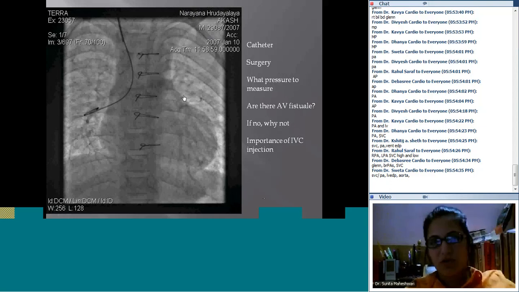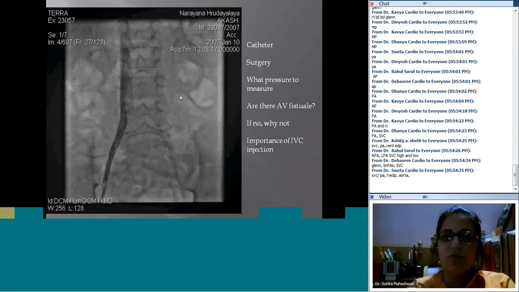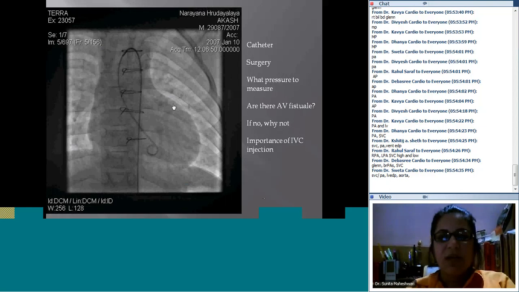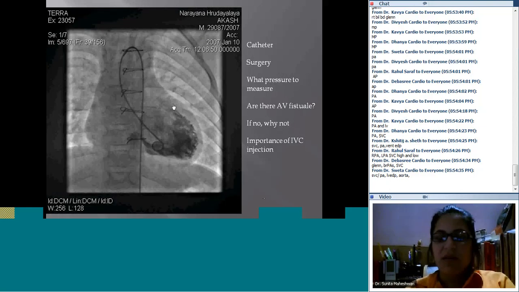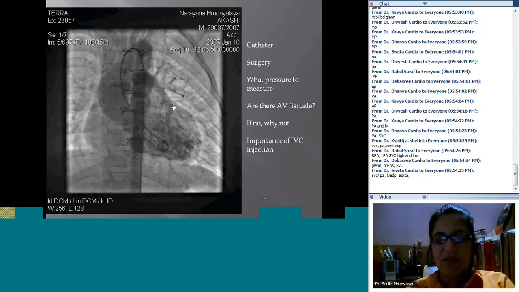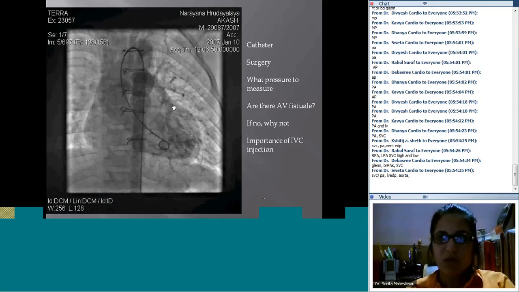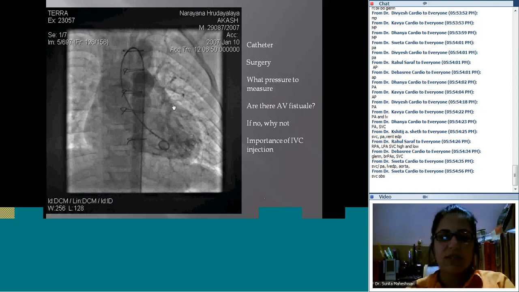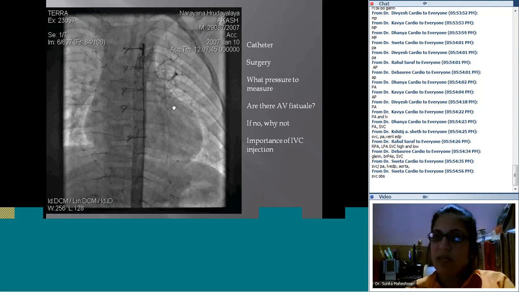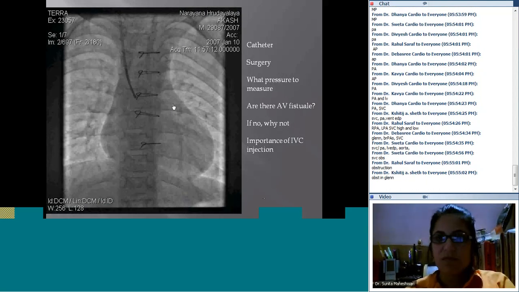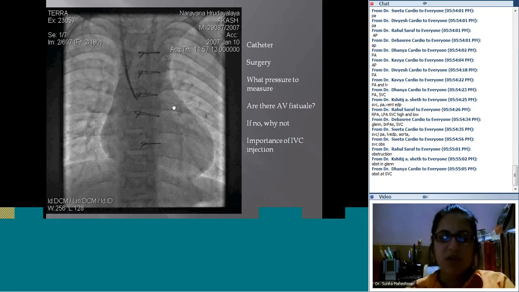Let us say SVC pressure is 14 and PA pressure is 7. What does that tell you? SVC pressure 14, PA pressure 7. What does that mean? That there is SVC obstruction, right? So that's why the importance of measuring both the SVC pressure as well as the pulmonary artery pressure. So if you have the SVC higher and PA lower, that means there's some obstruction.